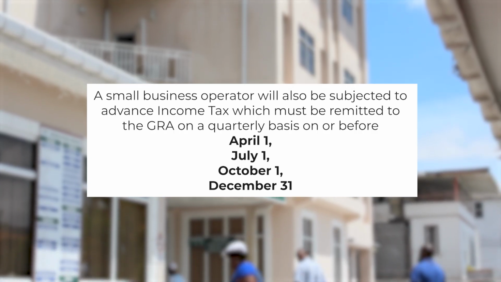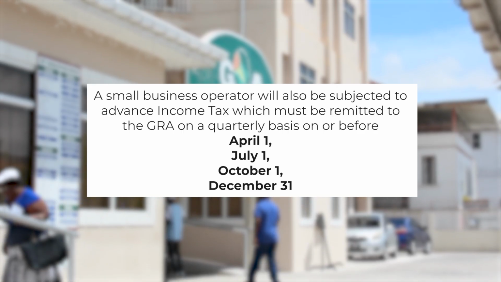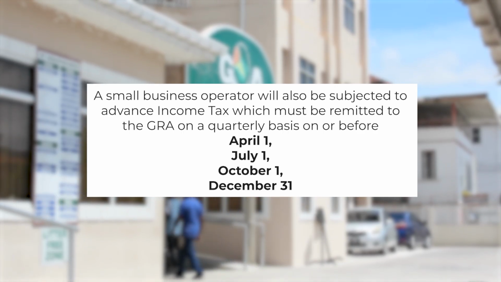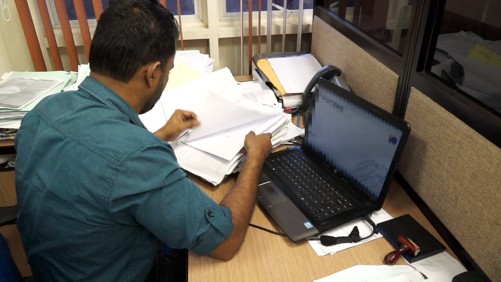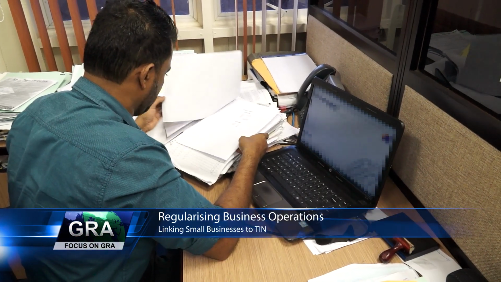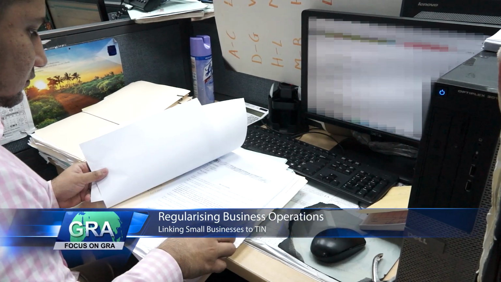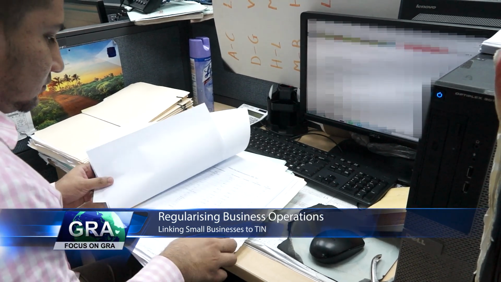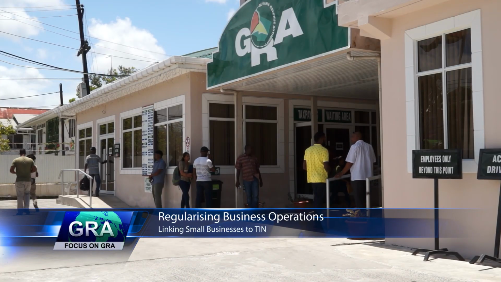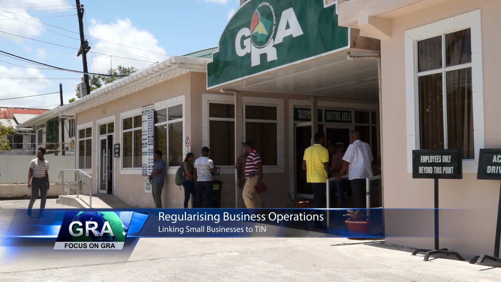to the GRA on a quarterly basis on or before April 1, July 1, October 1, and December 31. Small business operators are required to maintain proper books and records for at least 8 years and submit income tax returns and supporting financial statements on or before April 30 of each year. A small business may be subjected to other tax obligations depending on the nature of the business.